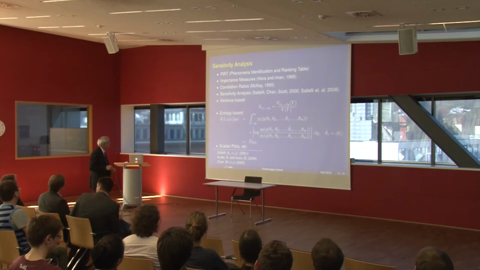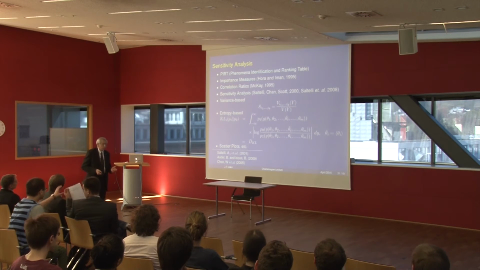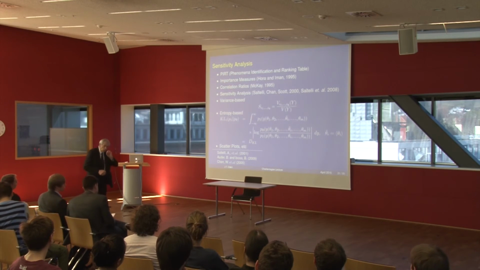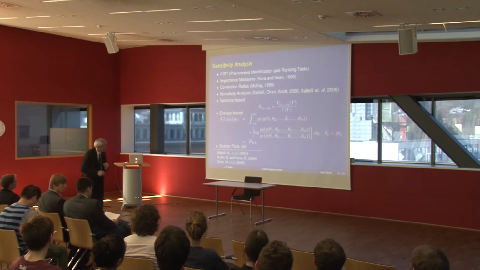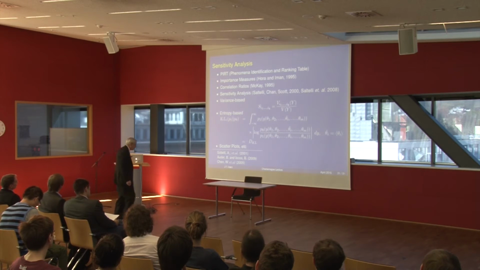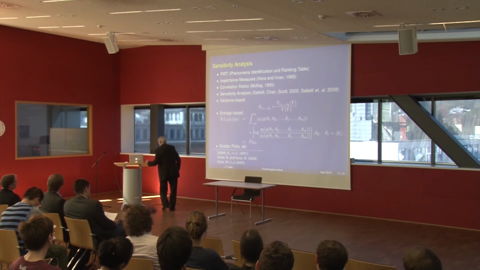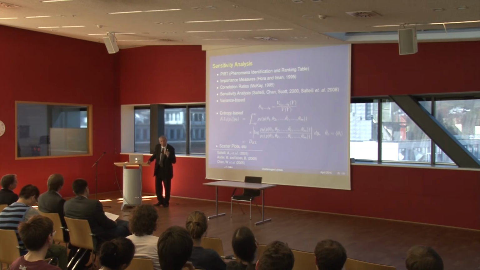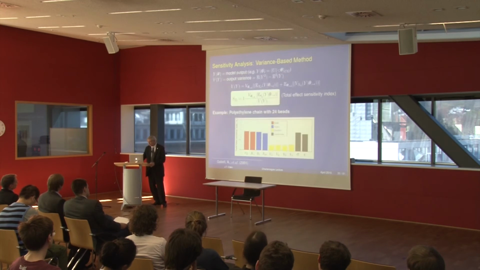Y is an output function, for example, total potential energy. That's a function of the parameters. You tweak the parameters, and you can compute their variance divided by the original variance. Anyway, you get a number, and the number is a sensitivity. It gives you an indication of which parameters can be ignored and which cannot.